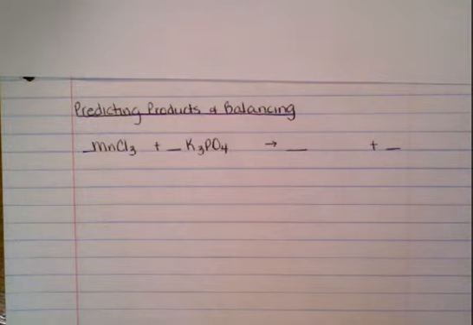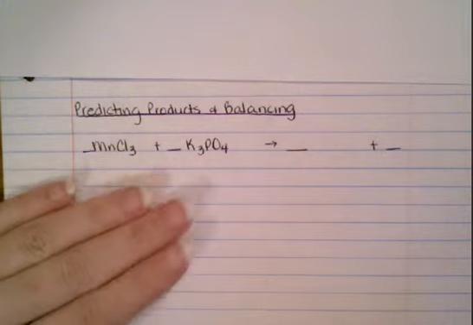We want to learn how to predict products and balance these equations. You need to have your solubility rules handy so that we can put the states on each one of these, if you haven't memorized them yet. And you may also need a periodic table and your polyatomic ion list just to make sure you get your charges correct.